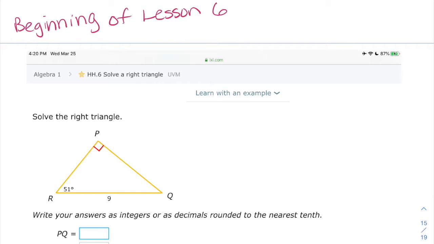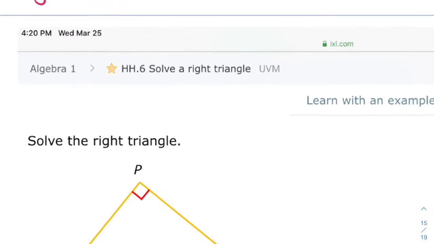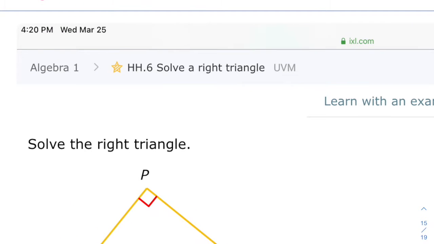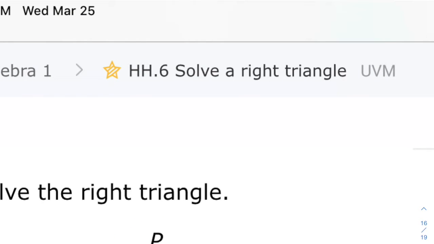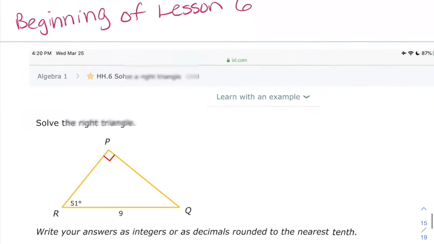So in this lesson, we will be finishing up with our Algebra 1 trigonometry unit. We are focusing on HH6, which is solving a right triangle. This isn't anything new. You actually have all of the skills from lessons 1 through 5 that we'll be combining today into one lesson. You're going to be finding angles or side lengths depending on what you're given. You're going to have to use inverse trig to find those angle measures, or the easier way is to take it away from 180 if you can solve it that way.